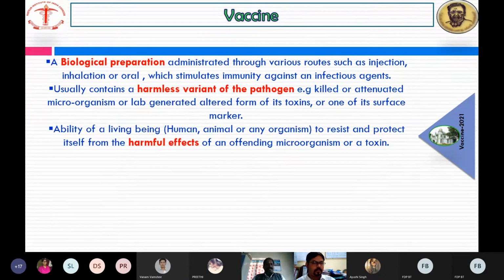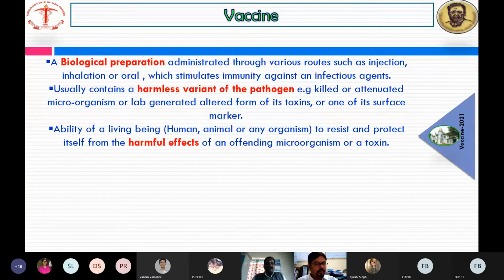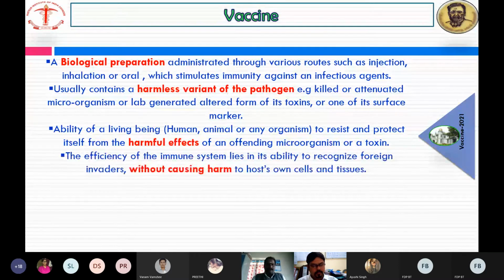Here, immunity is the ability of a living being, whether a human, an animal, or any organism, to resist and protect itself from the harmful effects of an offending microorganism or a toxin. That is called immunity. So immunity means the ability of a living being to resist and protect itself from the harmful effects of an offending microorganism or a particular toxin.